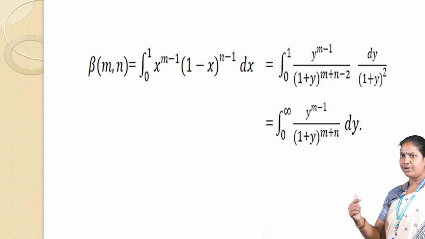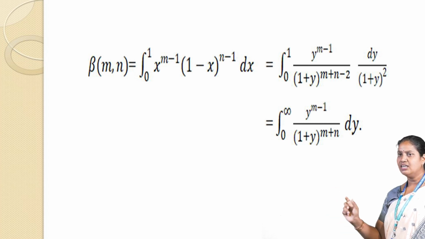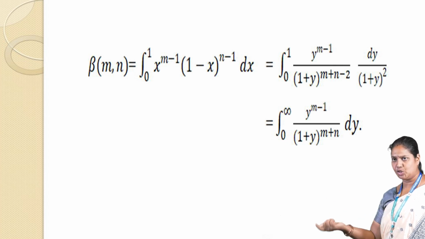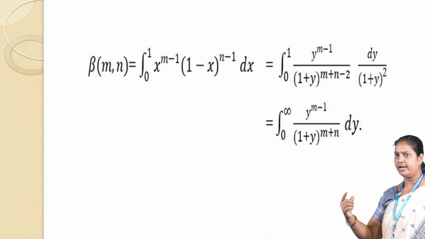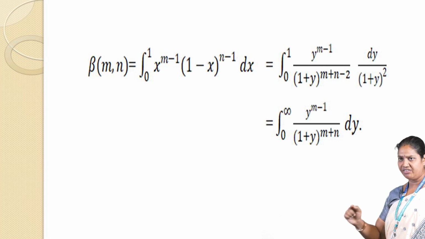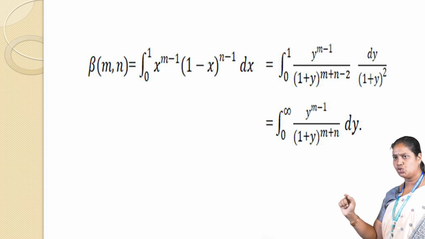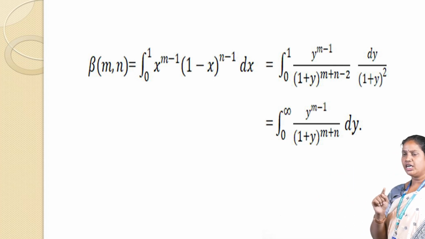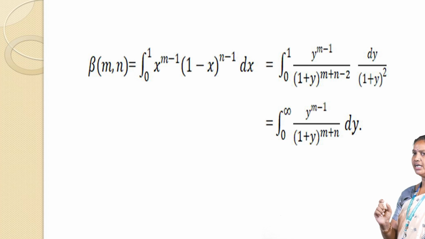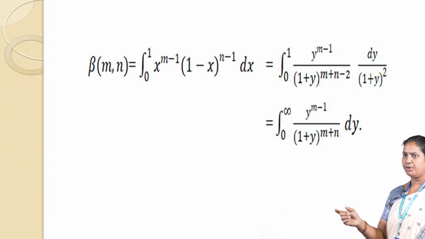1 x power m minus 1 into 1 minus x the whole power n minus 1 dx, which is nothing but after the substitution integral 0 to 1 y power m minus 1 divided by 1 plus y the whole power m plus n minus 2 into dy by 1 plus y the whole square. So here in the denominator we will observe that the 1 plus y term is common in two places. So we have to use the formula.